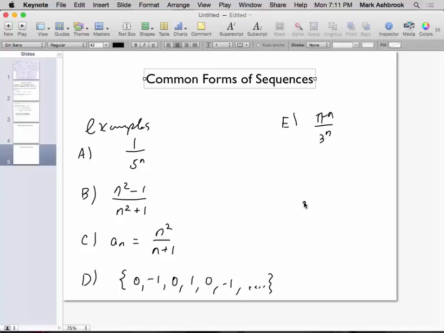So convergent or divergent, if convergent to what?